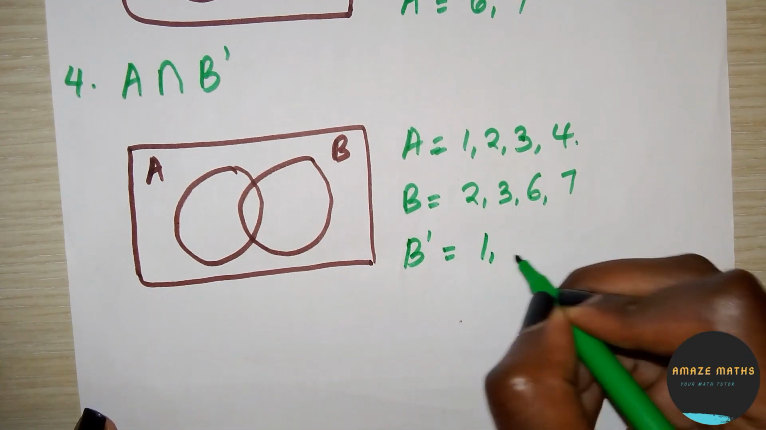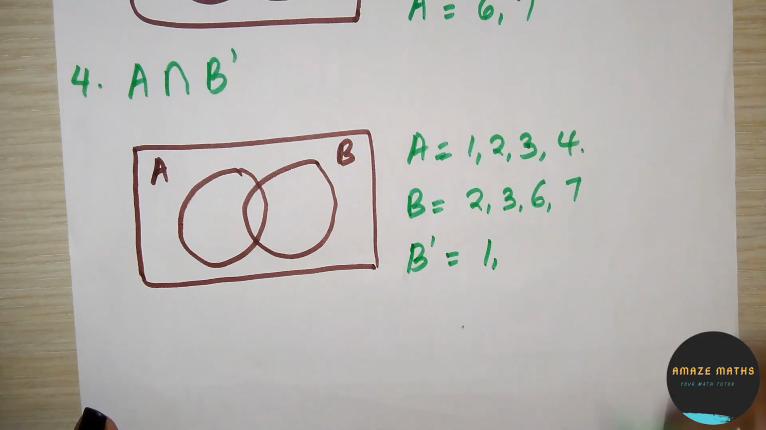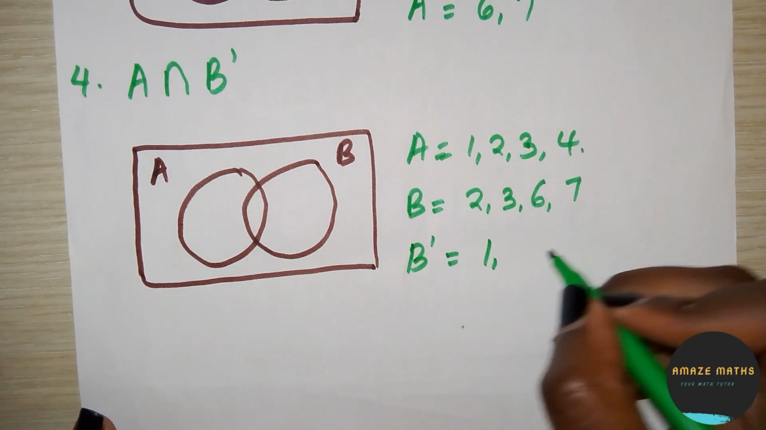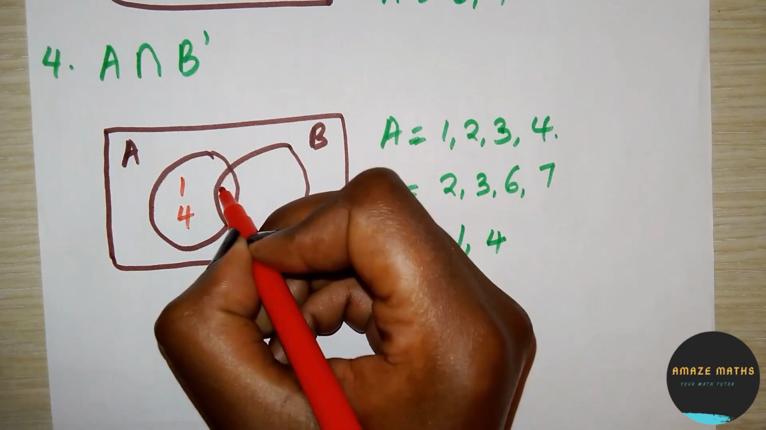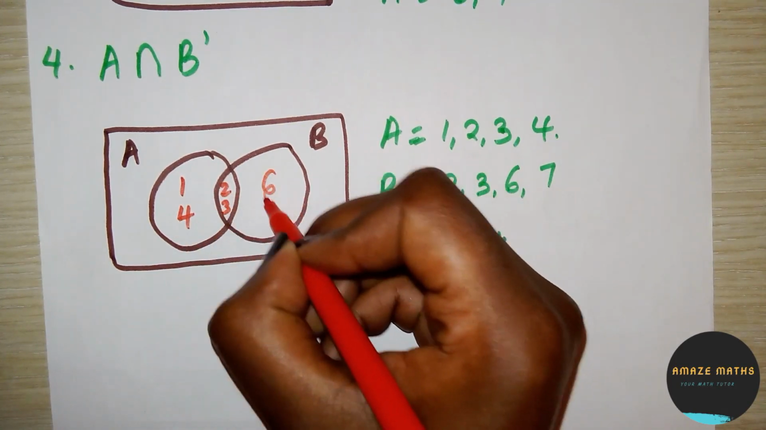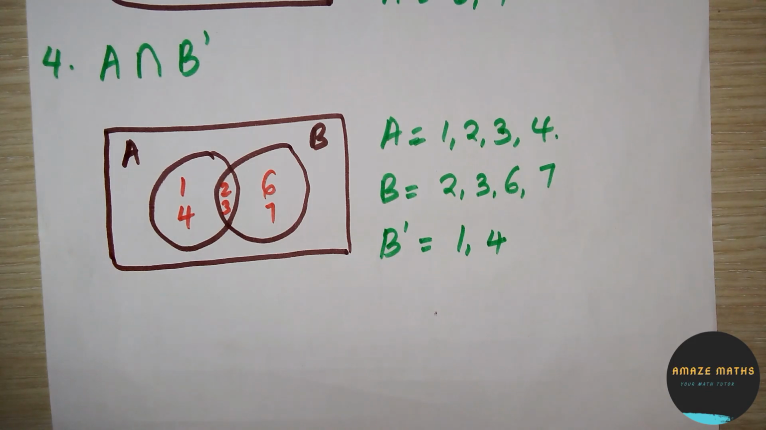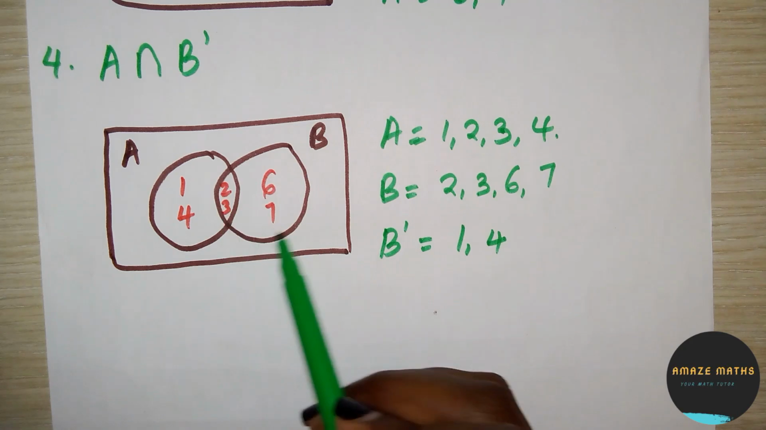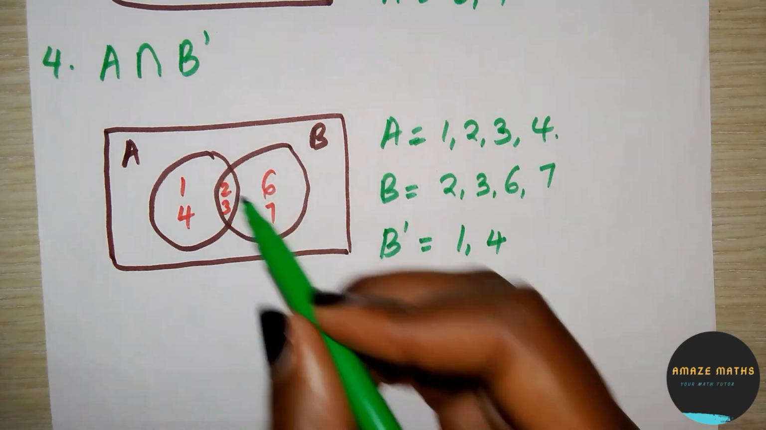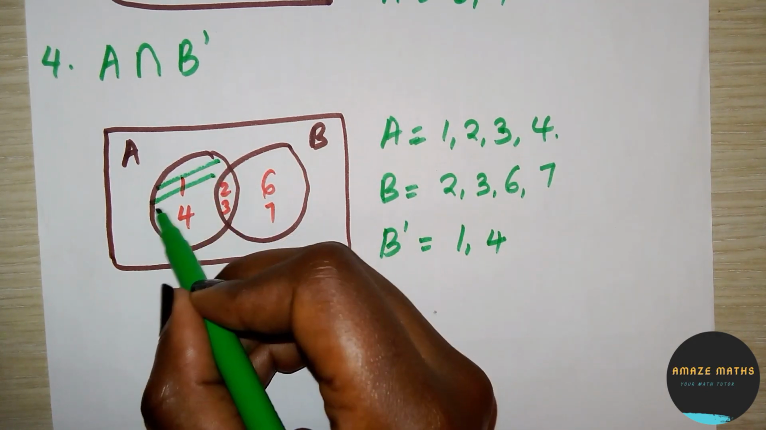And by the way, you can pause the video and try it out as I'm doing it and see whether you can get it by yourself. So the members are 1, 4, 2, 3 and 6, 7. So when you're shading it out, you don't want anything to do with this circle, you don't want anything to do with this set B. So you shade out A.